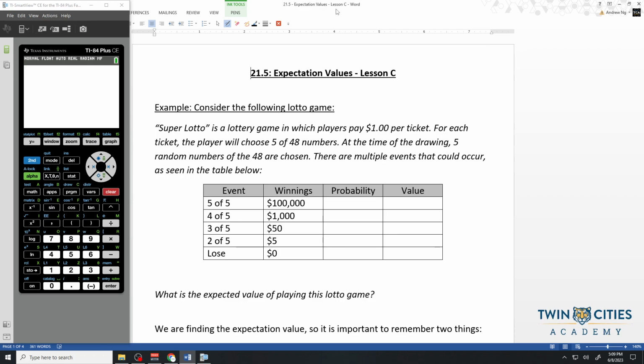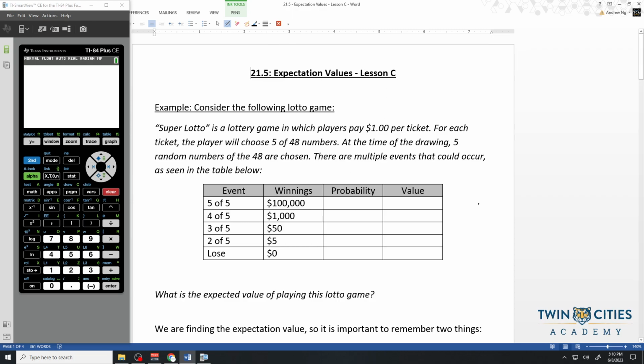So what we need to do is figure out the probability of each of these events. Since we know the winnings, here are the outcomes, and the cost to play, we can use the winnings minus the cost times the probability to find the value for each of these events, and then the sum of these values will be the expectation value.